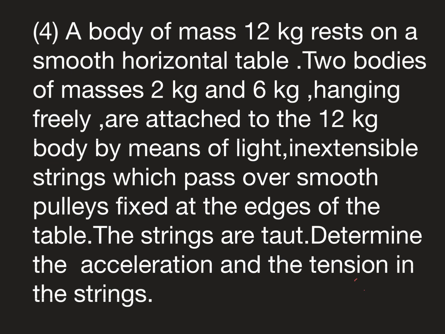Welcome back. We have a question here and it reads: a body of mass 12 kilograms rests on a smooth horizontal table. Two bodies of masses 2 kilograms and 6 kilograms hanging freely are attached to the 12 kilogram body by means of light, inextensible strings which pass over smooth pulleys fixed at the edges of the table. The strings are taut. Determine the acceleration and the tension in the strings.